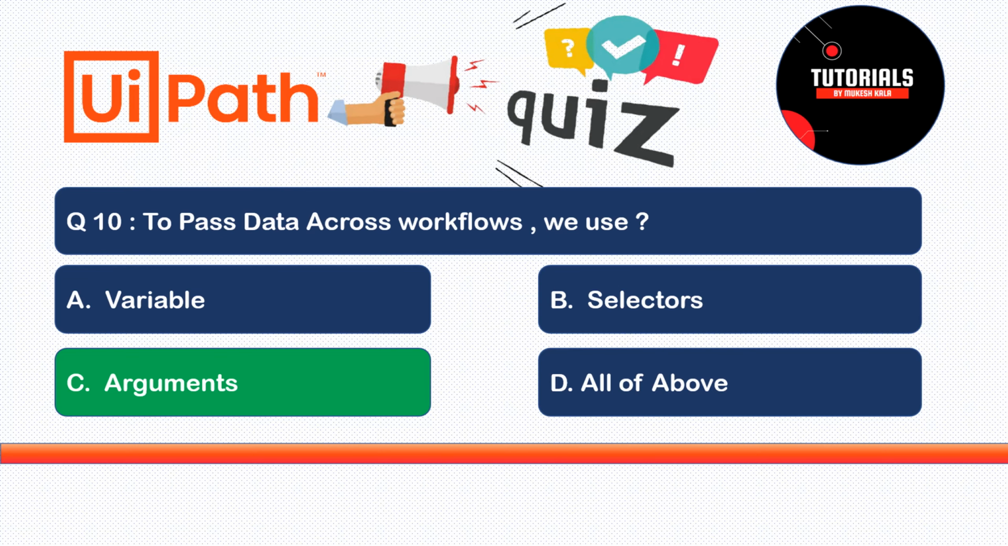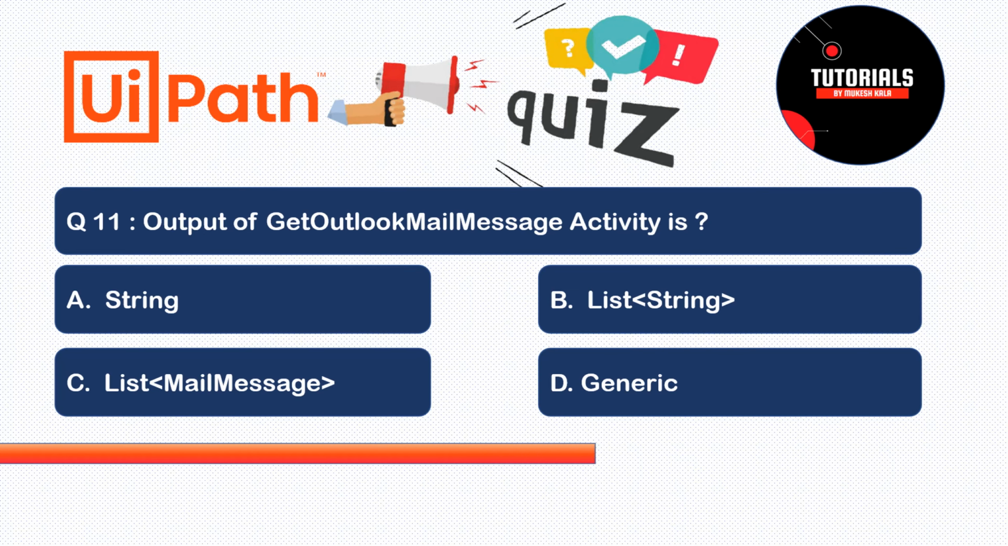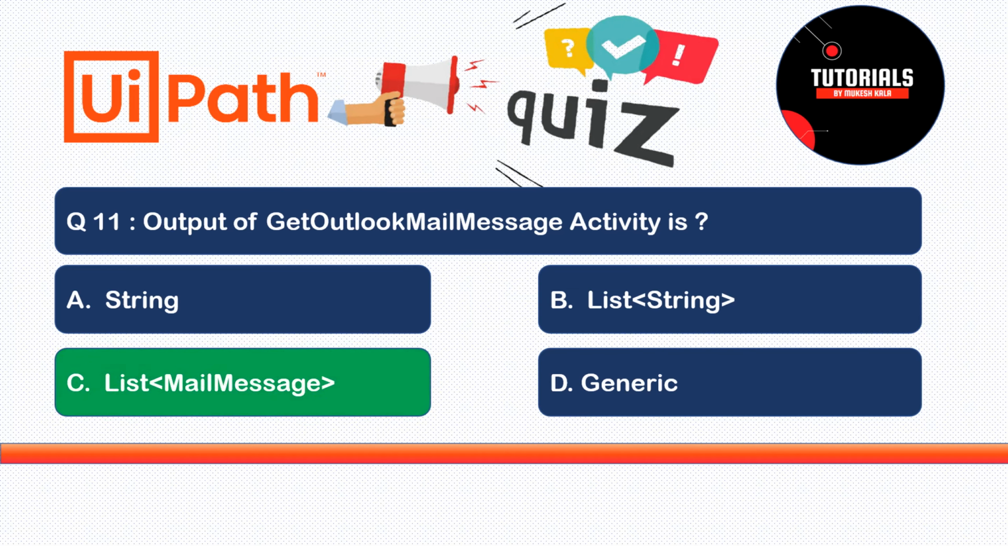That is question number 11, and the question is what is the output of the Get Outlook Mail Message activity. So I am reading an email from Outlook and I am using this activity. What would be the output? Will I get a string, a list of strings, a generic object, or a list of mail messages? The correct answer is list of mail messages.